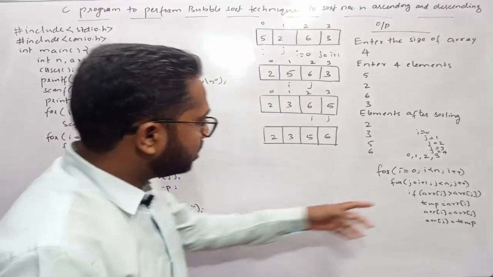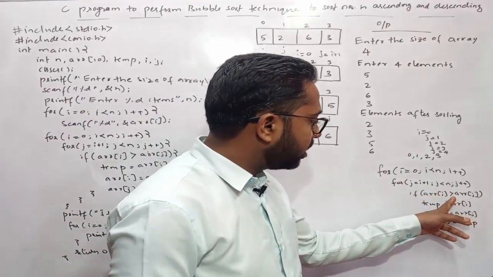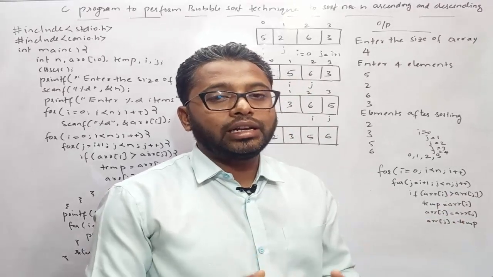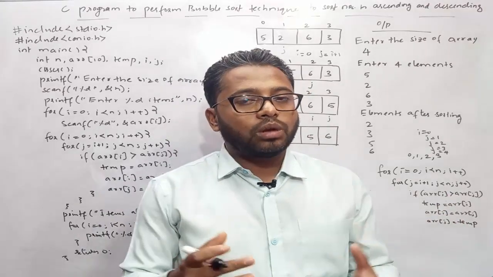So if you change this operator from greater than to less than, then the numbers get sorted in descending order. So that's all for this video, guys.